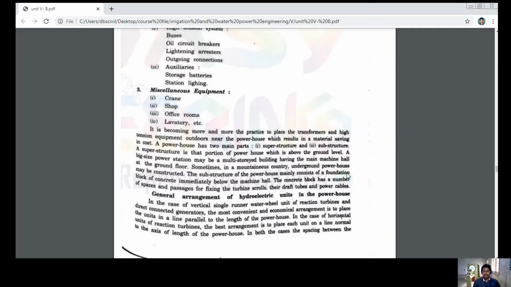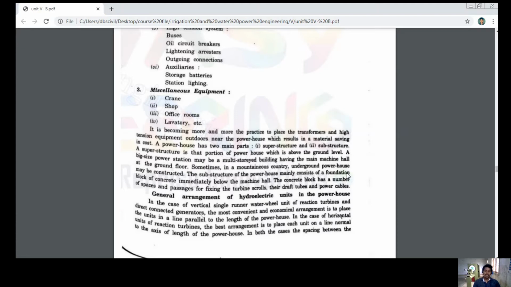The powerhouse has two main parts, superstructure and substructure. A superstructure is that portion of the powerhouse which is above the ground level. A big power station may be a multi-storied building having a main machine hall at the ground floor. Sometimes in a mountainous country, an underground powerhouse may be constructed. The substructure of the powerhouse mainly consists of a foundation block of concrete immediately below the machine hall. The concrete block has a number of passages for fixing the turbine scroll, the draft tubes and power cables.